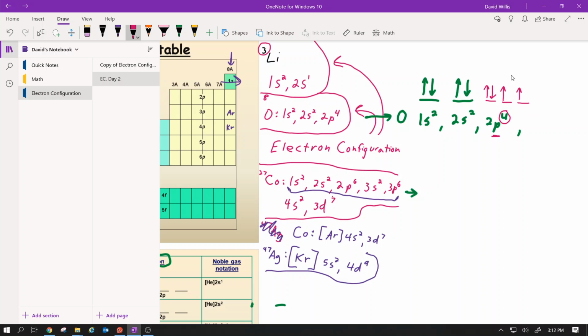Someone asked me earlier, Mr. Willis, why is it important to be able to show the electron configuration? Specifically, you want to be able to show whether there are unpaired electrons or not. That has an influence on the physical and chemical properties of the element, whether it's magnetic or not, and how it reacts with others. So the unpaired electrons are important.